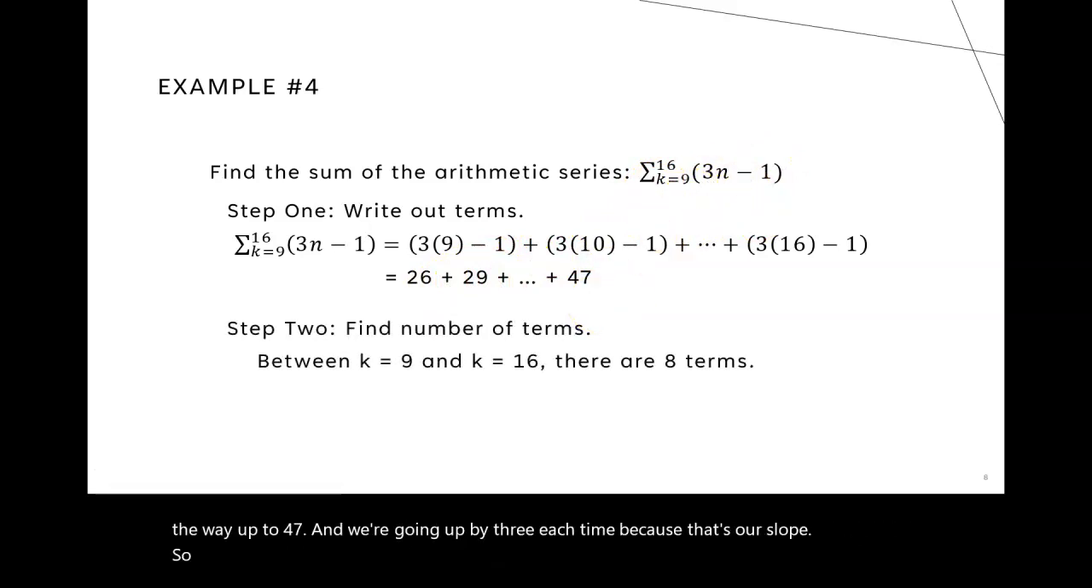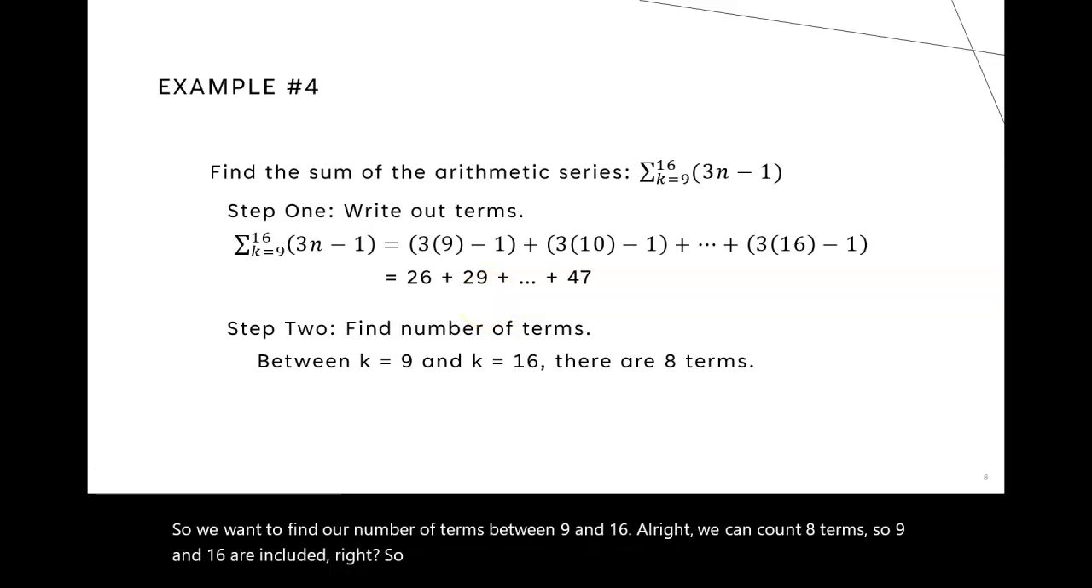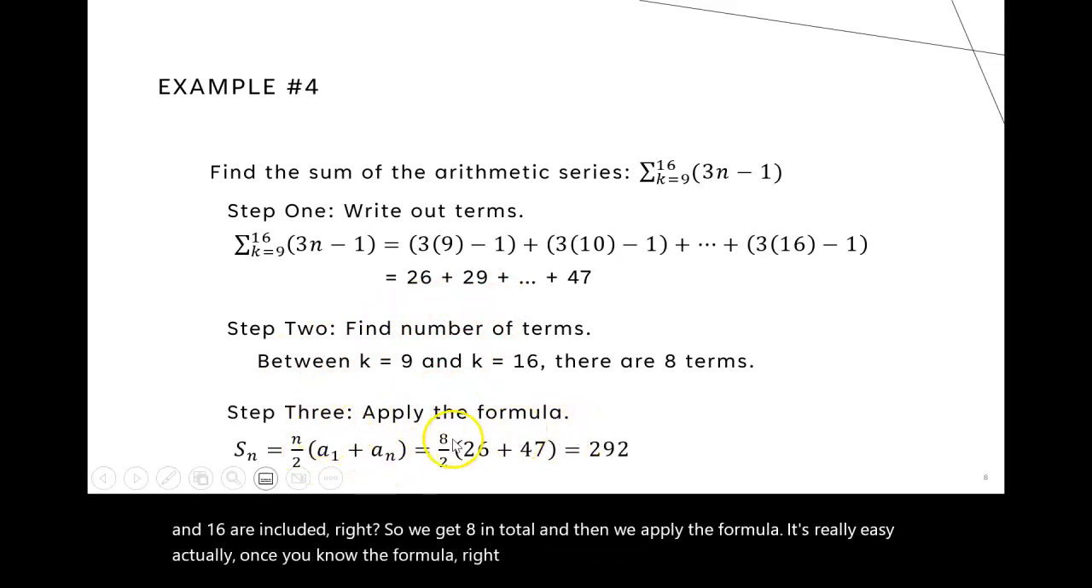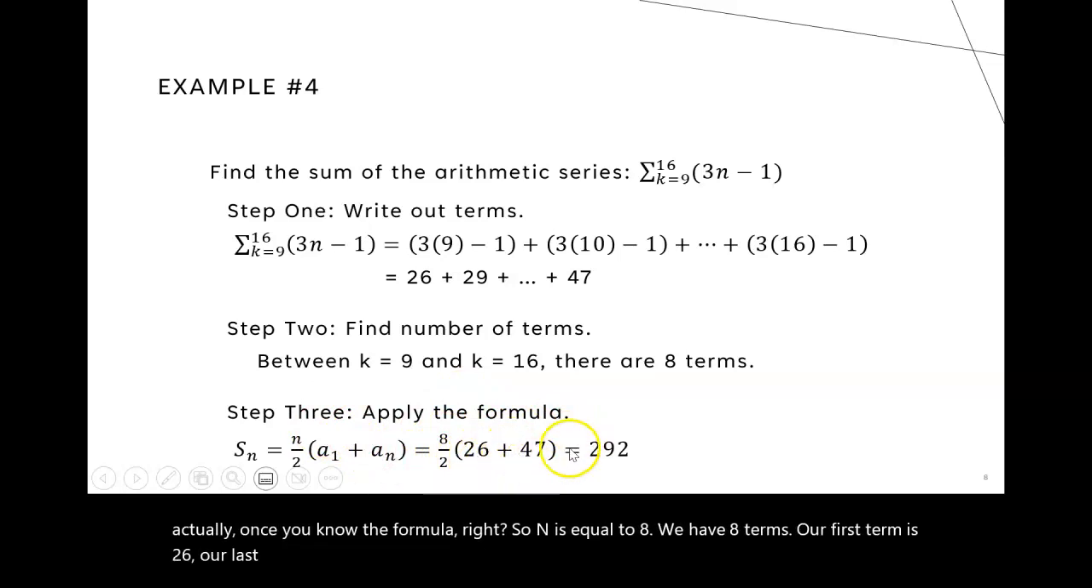So we want to find our number of terms between 9 and 16. We can count 8 terms, so 9 and 16 are included. We get 8 in total. And then we apply the formula. It's really easy, actually, once you know the formula. So n is equal to 8, we have 8 terms. Our first term is 26, our last term is 47. We add it up and we get 292.